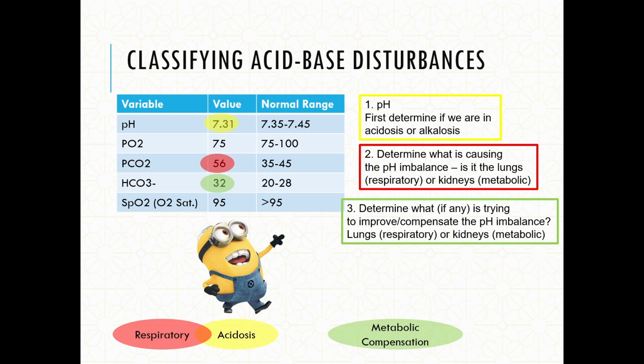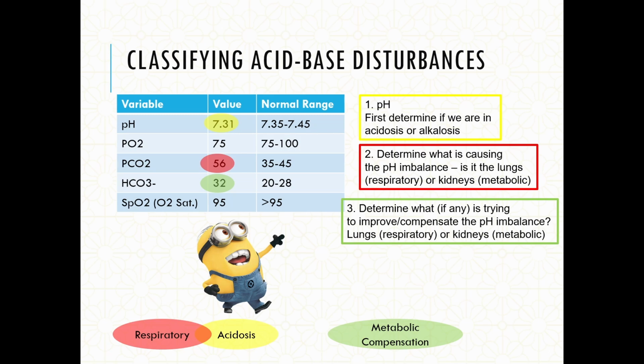And so this bicarb is trying to compensate for the fact that we have all this extra acidity by trying to mop up some of that acidity and bring the pH back up. So it's trying to compensate, and we will call that compensation. Now, because it is coming from the kidneys predominantly, we're just going to label it a metabolic compensation. Because bicarb is mainly managed by our kidneys, we're going to title that a metabolic compensation.